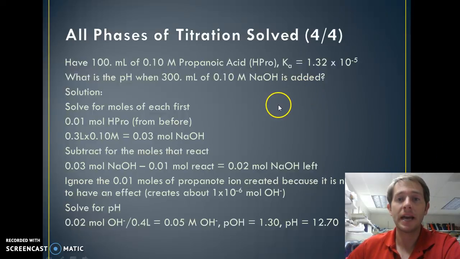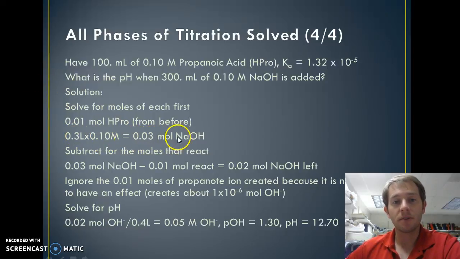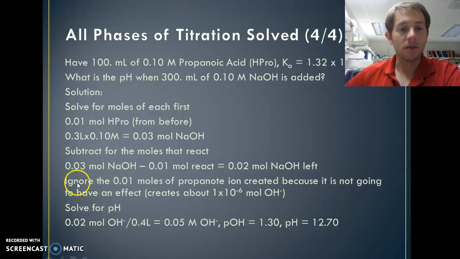Finally, what happens when you're past your equivalence point? So here, if I have 100 milliliters of propanoic acid, and then I add 300 milliliters of 0.1 molar sodium hydroxide, what's the pH? So, just like we've done before, we're going to solve for number of moles of each. So 0.01 moles propanoic acid, we solved for that before, and 0.03 moles of sodium hydroxide. We're going to subtract for the moles that react. So 0.03 moles sodium hydroxide minus 0.01 moles of propanoic acid that react means that I'm going to have 0.02 moles of sodium hydroxide left over.